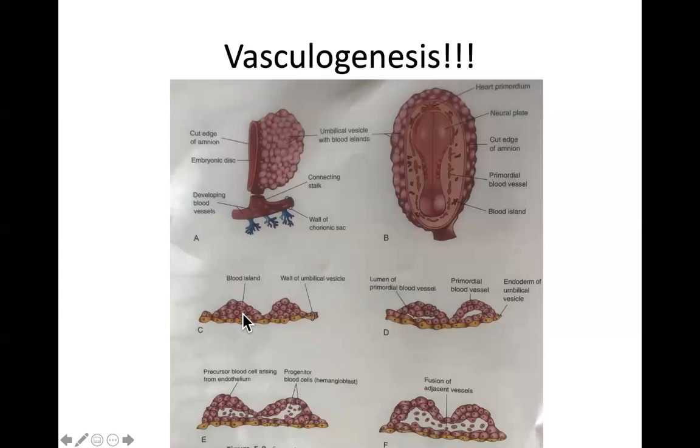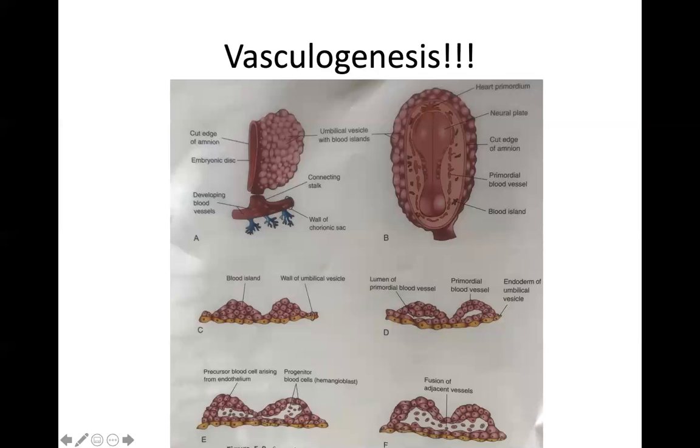Now, once you have this network of tubes, these endothelial cells are going to do something called endothelial budding. Endothelial budding basically means that this endothelium is going to proliferate and punch its way through, and form a new tube, and that new tube is going to be surrounded by more mesoderm. So it's basically forming additional blood vessels. Endothelial budding forms new blood vessels, and this process is called angiogenesis.